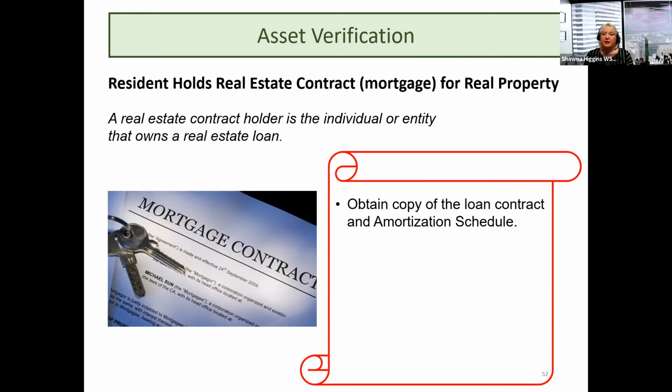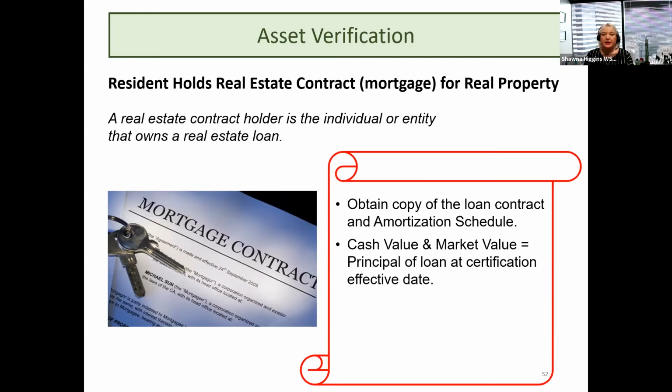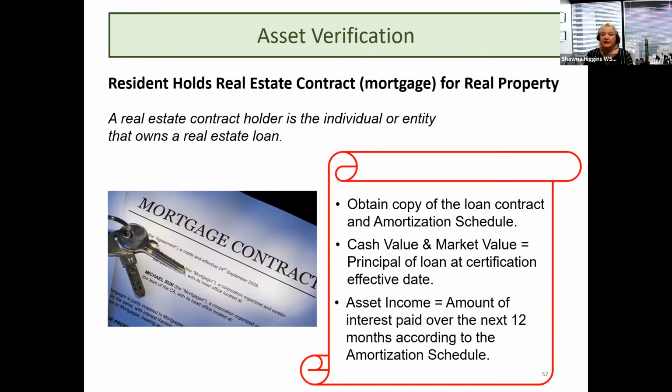So you're going to want to get a copy of the loan contract and the amortization schedule that they've agreed to. And then you're going to take the cash value, and the market value is going to be the principal of the loan at the certification effective date. So you're going to want to see how much principal is still owed on that loan. And then the asset income is going to be the amount of the interest paid over the next 12 months, according to the amortization schedule. As we all know, the interest changes every month. So you really need to see the amortization schedule to figure that number out.